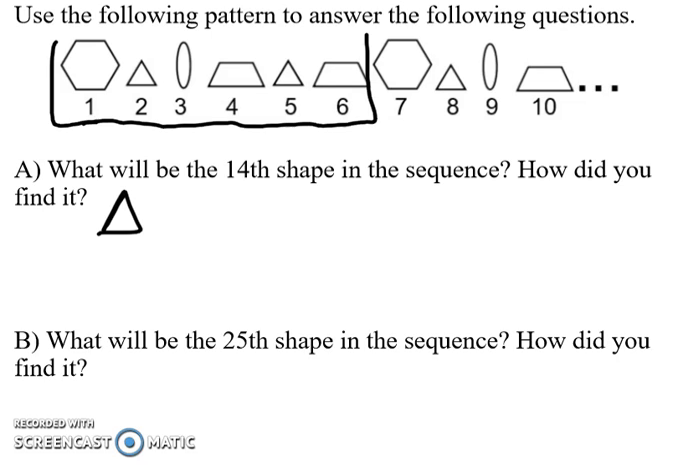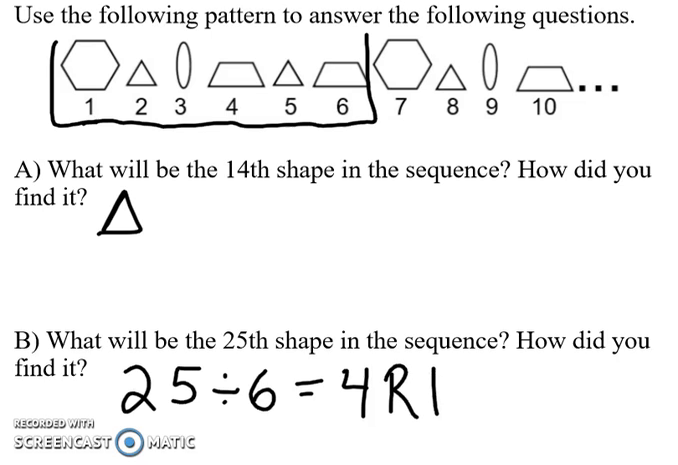So if I think about, in essence, how many times does 6 go into 25? If I do 25 divided by 6, I'm going to get that it goes in 4 times with a remainder of 1. That remainder of 1 tells me where I am in the sequence. So 1 tells me it's the first object in the sequence, which is the hexagon.